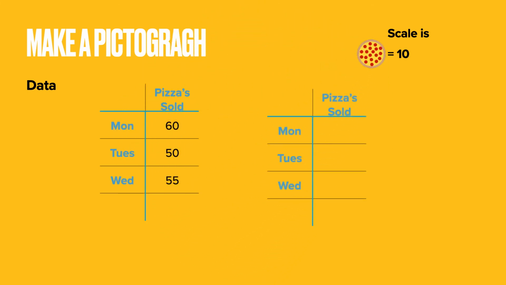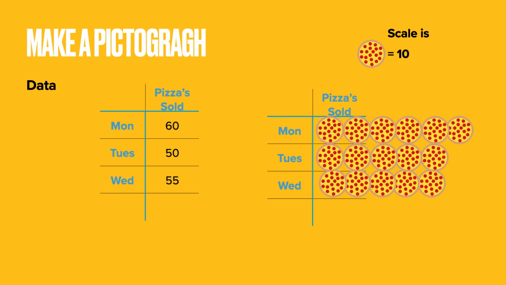So now let's try building our pictograph. Now I'm going to work with the scale of 10, so that makes it pretty straightforward to figure out where the pizzas have to go. Monday is 60, so if one pizza is 10, of course I have 6 pizzas. Tuesday is 50, so that gets 5 pizzas. And Wednesday, it's 55. So I have 5 pizzas, but I also got to add half a pizza to give me the 55. Yeah, so that's how you build a pictograph.